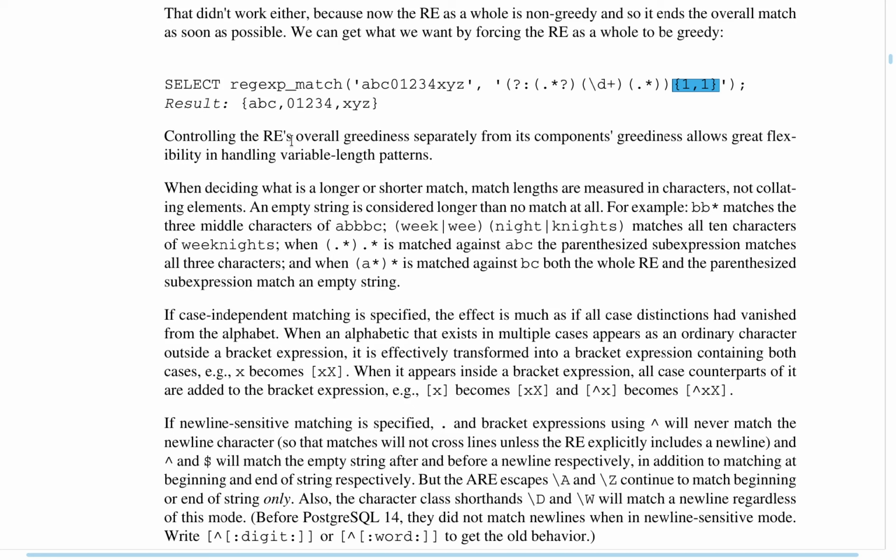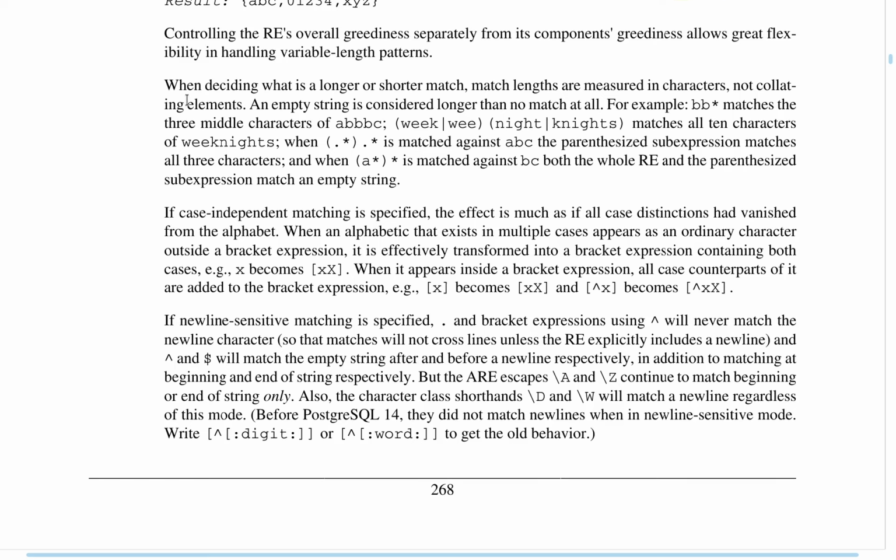Controlling the RE's overall greediness separately from its components' greediness allows great flexibility in handling variable-length patterns. When deciding what is a longer or shorter match, match lengths are measured in characters, not in collaborating elements. An empty string is considered longer than no match at all.